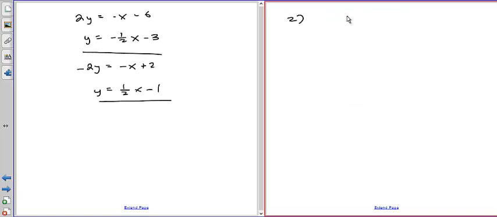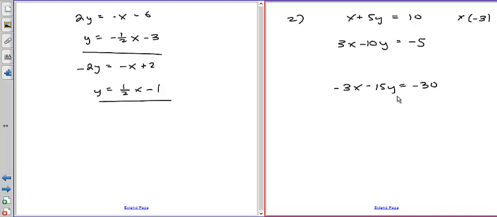Problem number 2, x plus 5y is equal to 10, and 3x minus 10y is equal to -5. So what I'm going to do is I'm going to multiply the first equation by -3. So that becomes -3x minus 15y is equal to -30. So all these become negative because of the negative in there, 3 times as much. And then you have the second equation. So if we add these two together, that eliminates the x.